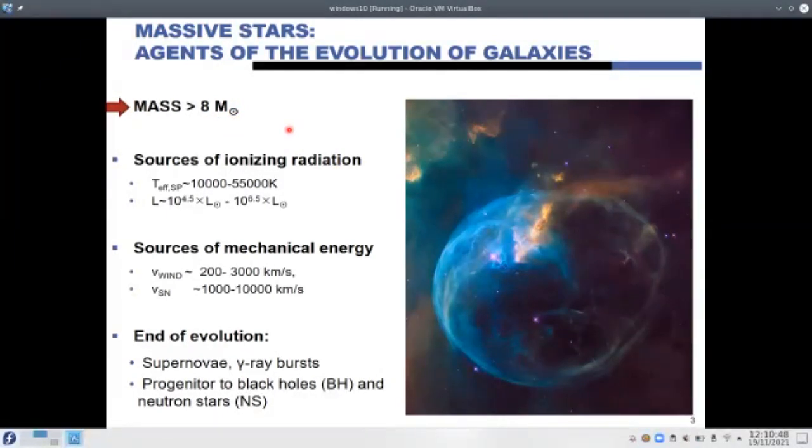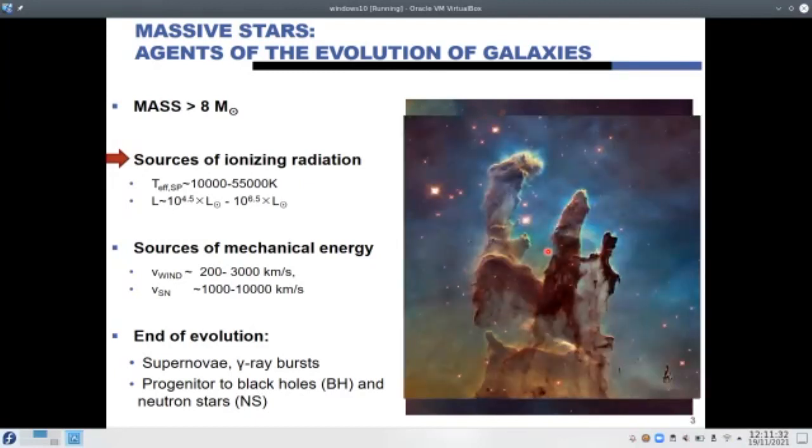They are very hot sources. Most of their life, they have effective temperatures of 10,000 to 55,000 Kelvin. In some stages, they are even hotter. And they are also very luminous, between 10,000 and 1 million times the luminosity of the sun. So because of this very hot temperature and very high luminosity, they are sources of a very strong ionizing radiation field that is capable of ionizing the hydrogen in the interstellar medium, creating these structures that we know as H II regions, such as the one we show here.